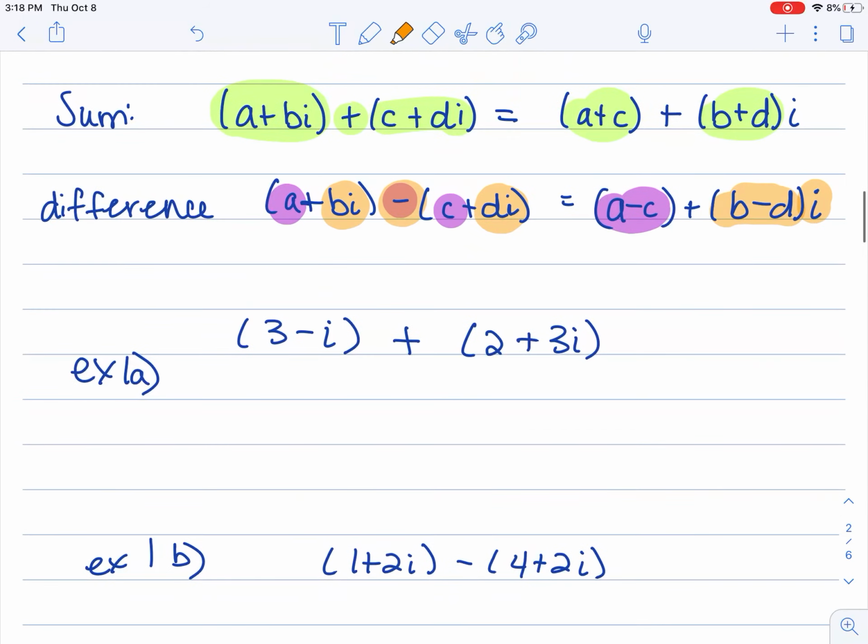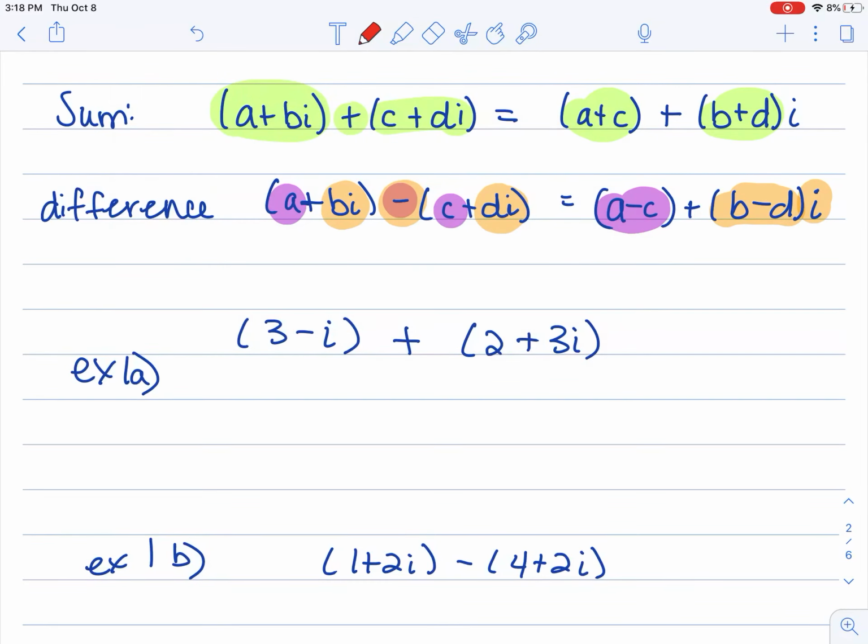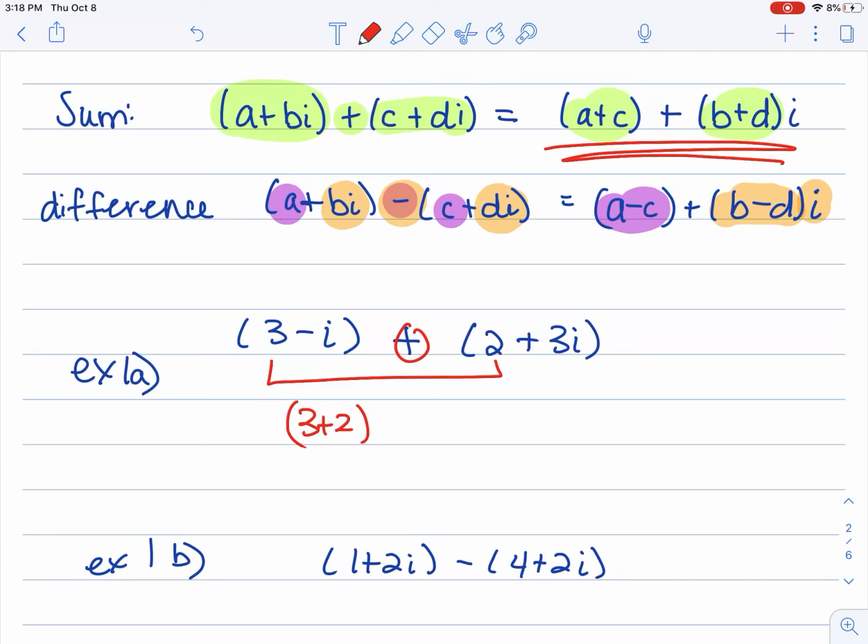So let's do this example. This example says the complex number 3 minus i plus the complex number 2 plus 3i. Well, because we know up here what that's going to look like, I can compare the similar parts. 3 plus 2 goes in front, plus, and then we've got negative 1i plus 3i, which is really 5 plus 2i, and that's our complex number.